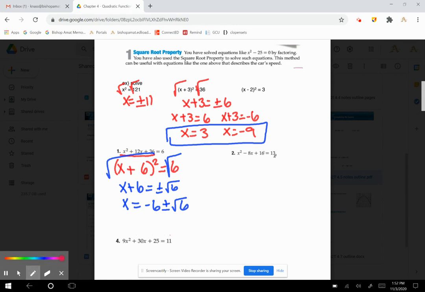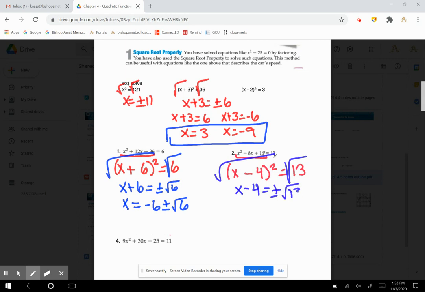Let's try the last one here. Don't bring the 13 over. Leave the 13 on the side. You're going to be faced with a perfect square trinomial. So factor that. X, square root of 16 is 4. We bring the minus sign down, equals 13. Next, you're going to square root both sides. So x minus 4 equals plus or minus rad 13. And then you answer x equals 4 plus or minus rad 13.